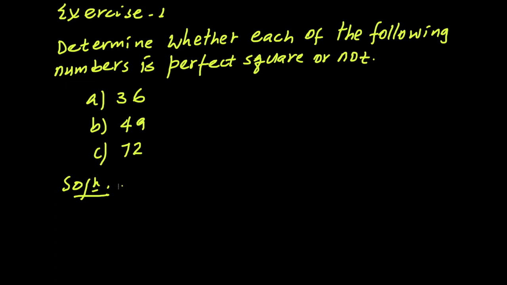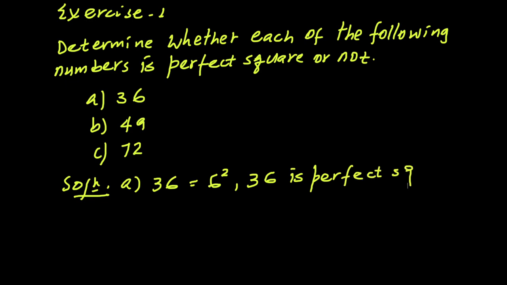Solution. Instruction: determine whether each of the following numbers is perfect square or not. A, 36. Is it perfect square or not? 6 square, it becomes 36. That means 6 squared is 36. Therefore 36 is a perfect square. The base is 6, and 6 squared gives 36.